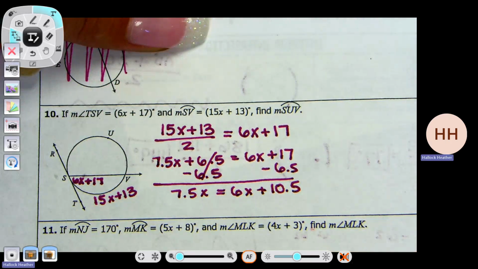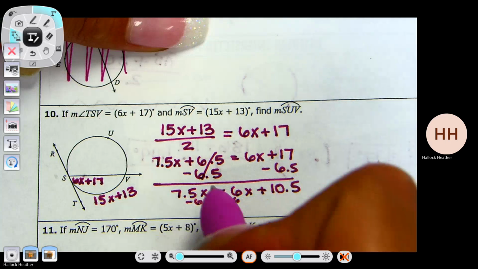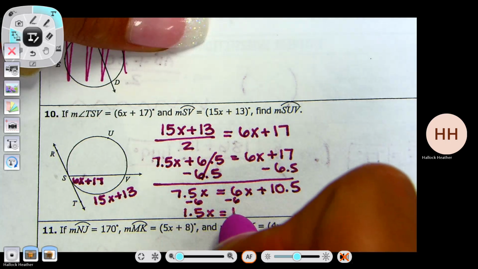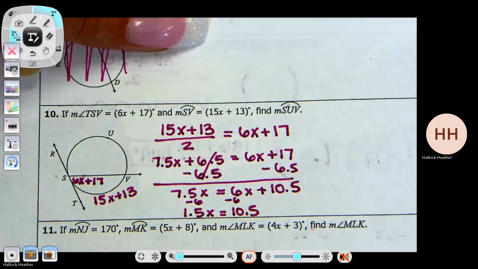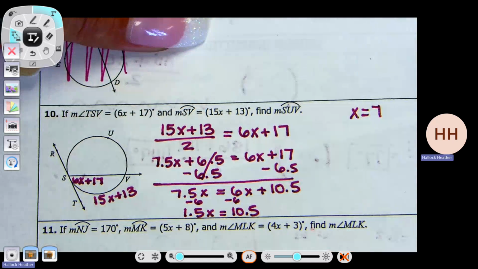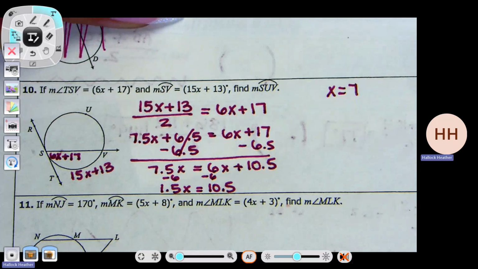Now I can minus 6 to both sides. Okay, so now in the calculator, we're doing 10.5 divided by 1.5. So what is x? X is 7. Nice. And so that's what I mean. You might get decimals if you divide them, but in the end, they'll come out as whole numbers.